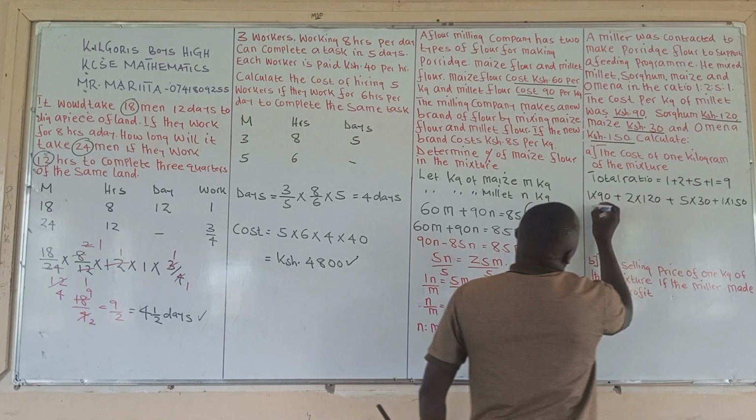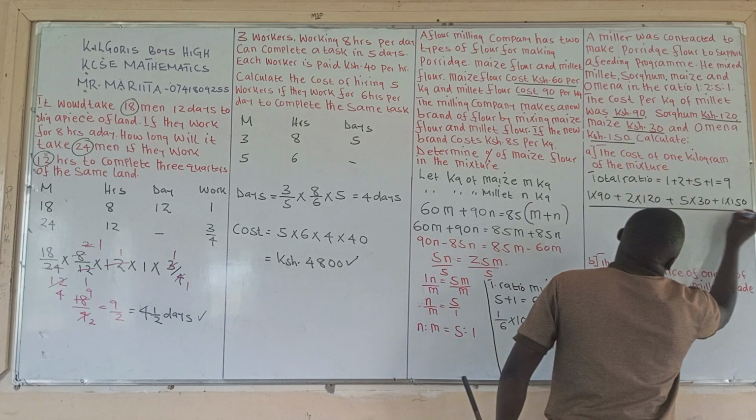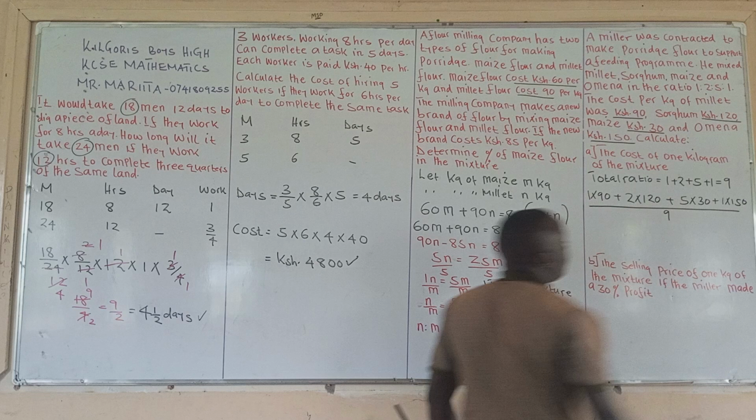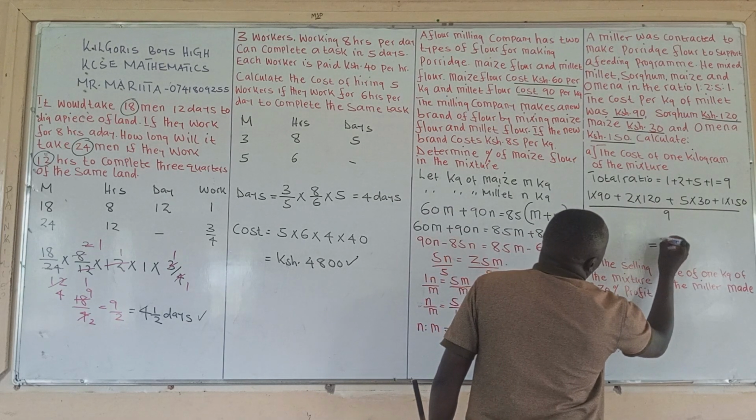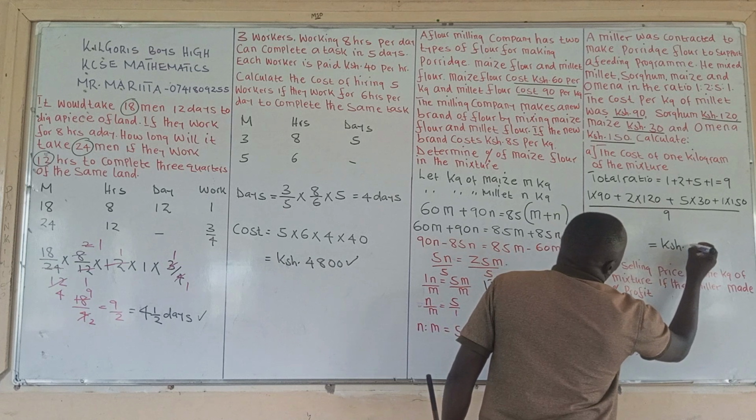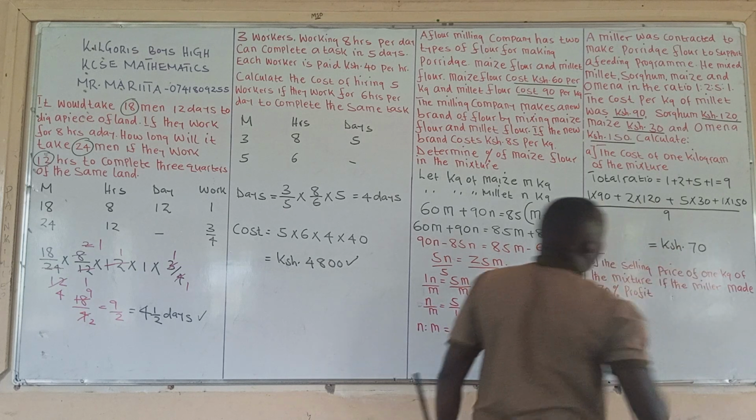Then we divide this by the total ratio, 9. If you work that out, the cost of 1 kilogram of the mixture is 70 Kenya shillings.